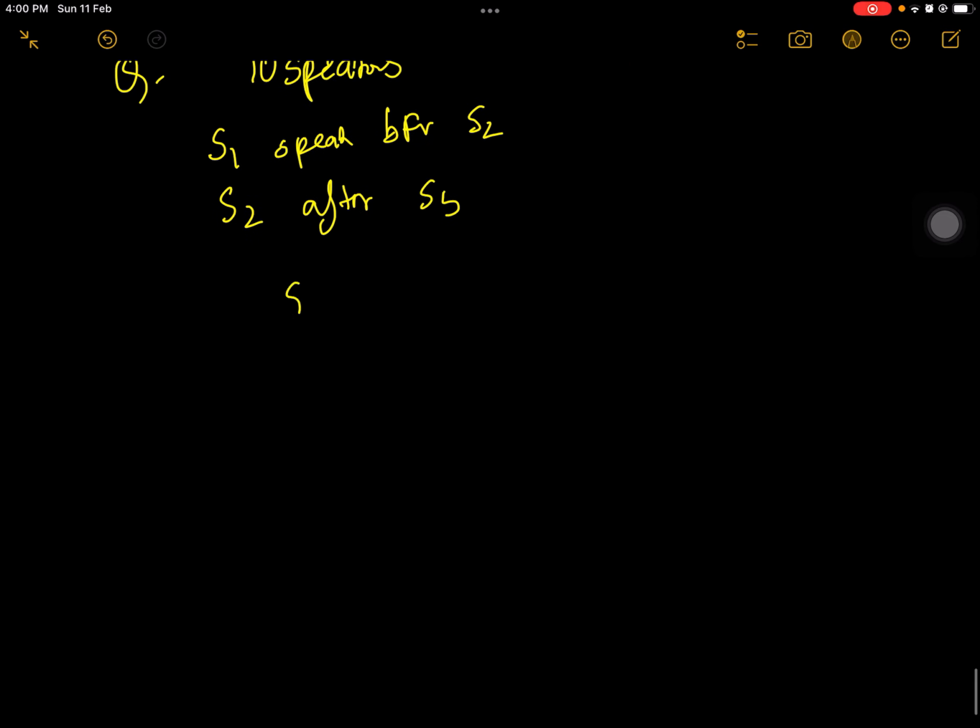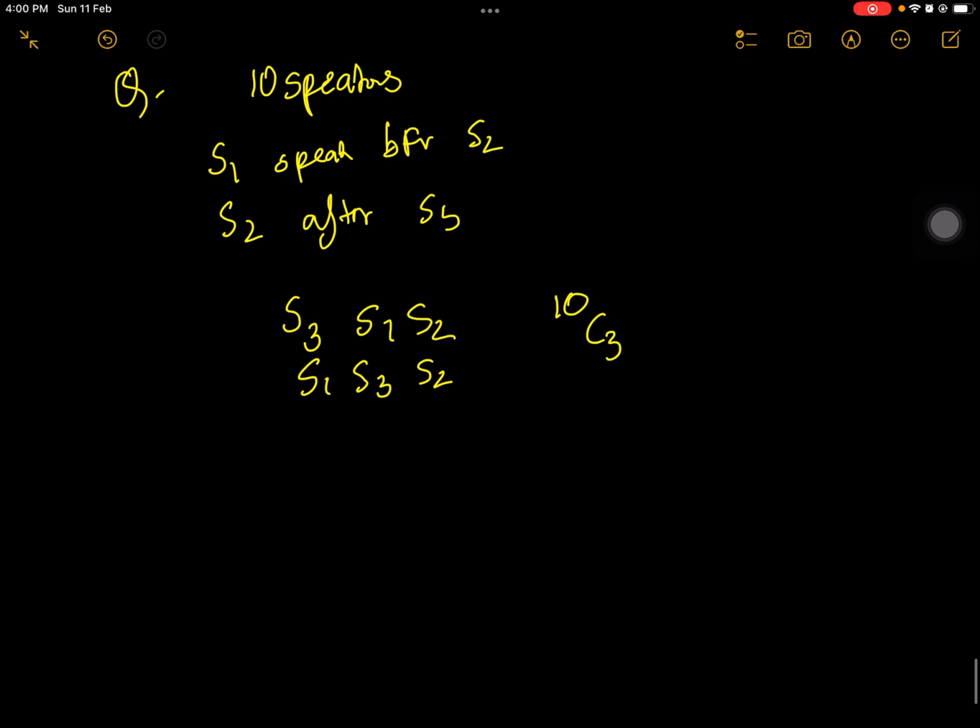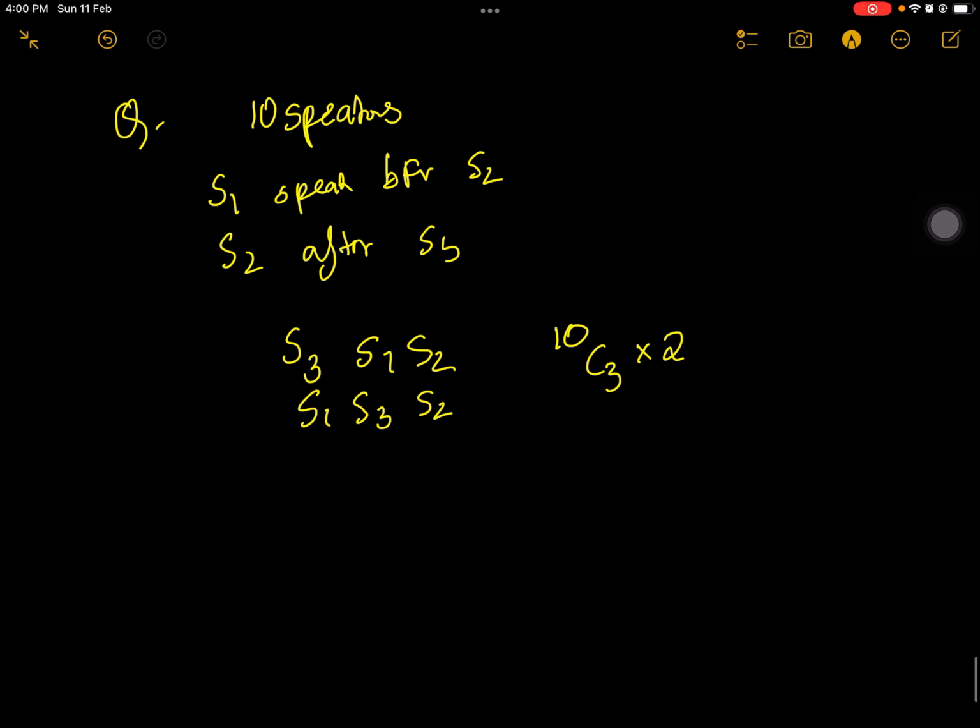So first of all, let's take the cases. First of all, S3, S1, S2 can be a possibility. S1, S3, S2 is a possibility. So how can we form this? It's 10C3, we're choosing these 3 speakers, right, and into 2 because we have 2 cases right here. And for the other 7 speakers, it's 7 factorial ways.